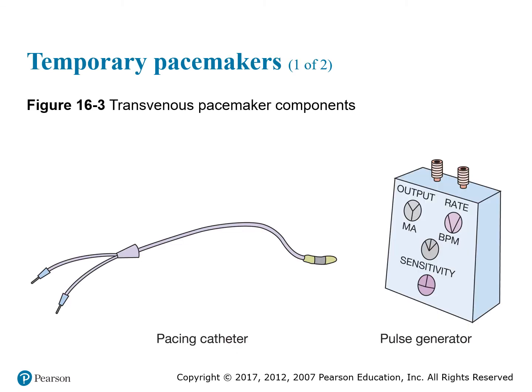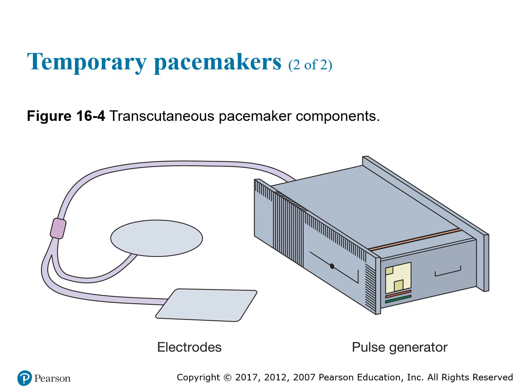All right, this is what the temporary pacemaker looks like. This is the transvenous with its components. You have your pacing catheter here, and the pulse generator should be at the side of the bed. Now the transcutaneous pacemaker: you see the large electrodes that go on the chest, and the pulse generator.